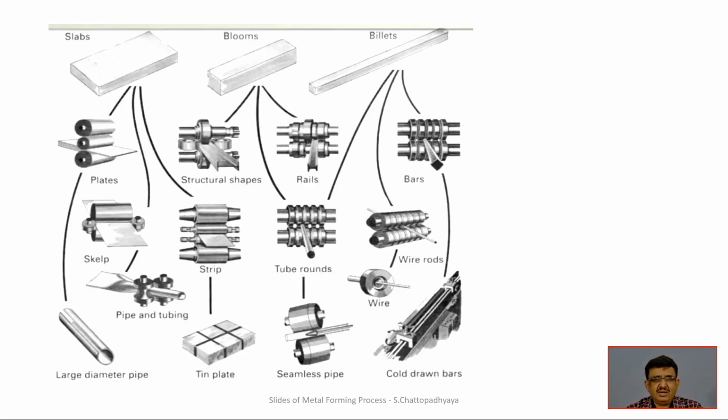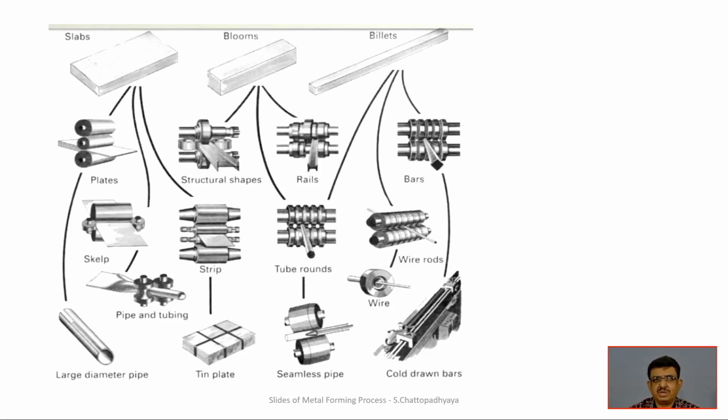So we can see all those diagrammatic representations on the slabs and blooms and billets. So different structural shapes, rails, bars are coming, these scalps are there, and pipe and tubing, those large diameter pipes with some joining, then tin plates, then seamless pipes, and wires and other things are also the initial raw material coming from those billets.